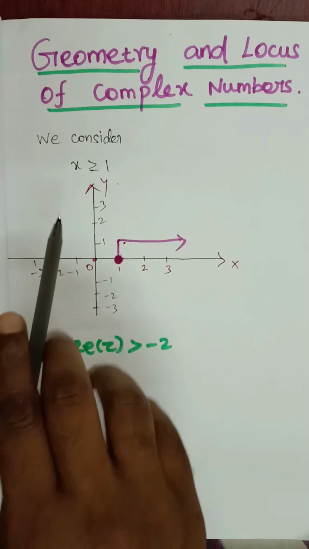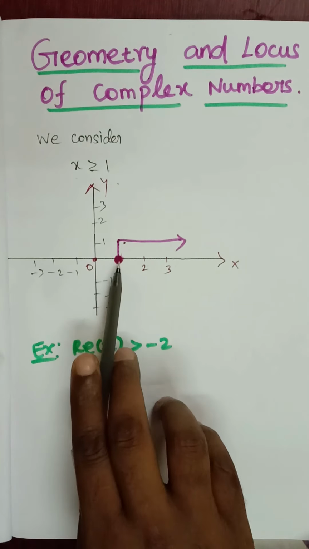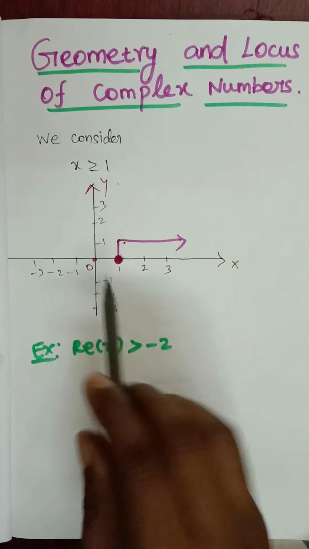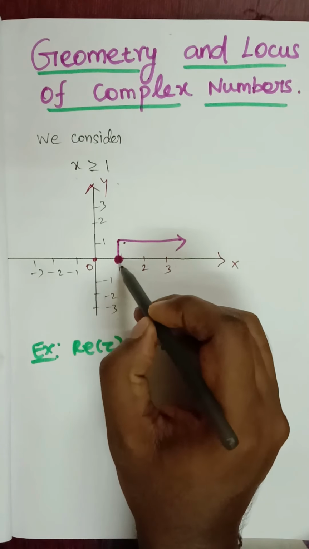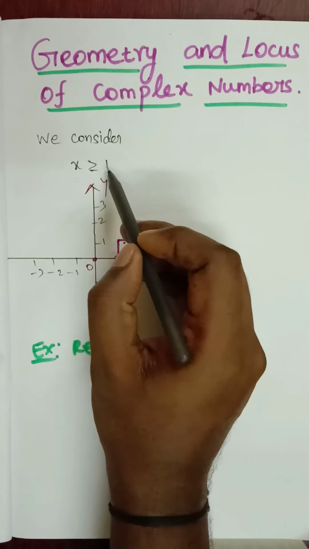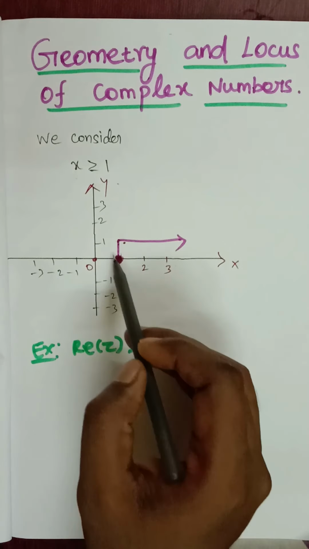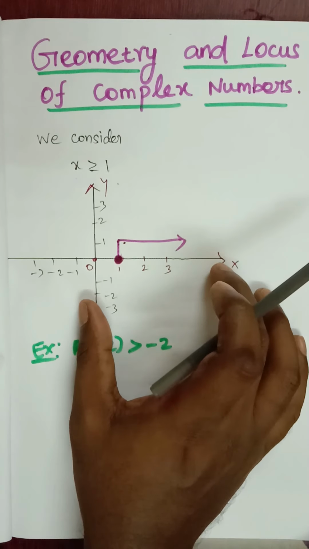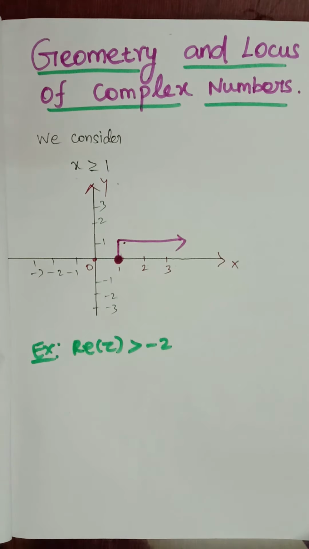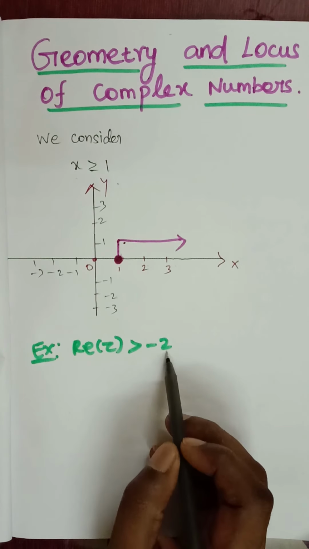So what is the value here? x greater than or equal to 1. Now I am going to put the x value at 1. Greater than or equal to 1 includes the value 1 and all greater values. Now we represent this geometrically. We consider real of z greater than minus 2.